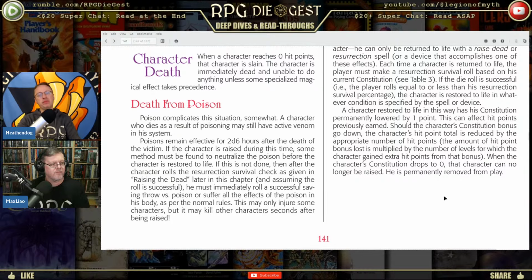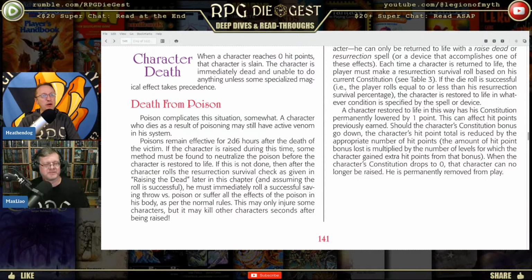I understand. Let's talk about poison. Poison complicates this situation somewhat. A character who dies as a result of poisoning may still have active venom in his system. Poisons remain effective for 2d6 hours after the death of the victim. If the character is raised during this time, we're going to talk about that in a second, some method must be found to neutralize the poison before he dies again. Yeah. Thanks, guys. And then die again.